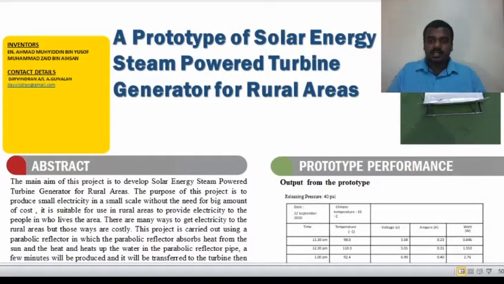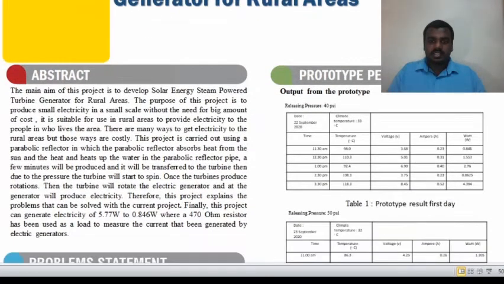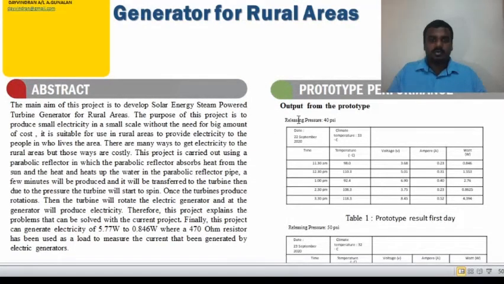We can see these are the results that we got from our prototype. There are three different releasing pressures that I tested: 40 psi, 50 psi, and 60 psi. For 40 psi, the maximum power I got was 4.394 watt for the last reading, at 3:30 p.m.